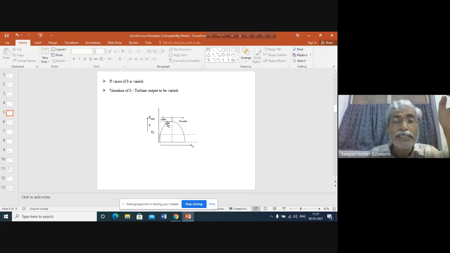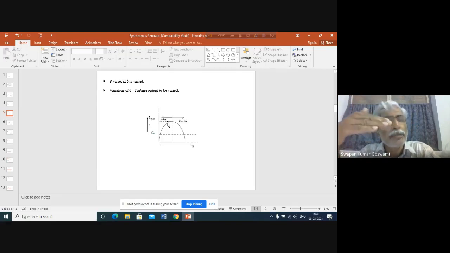As the speed is decreasing below synchronous, what will happen? The distance between the vector EF and vector VT will now start decreasing. That means delta will start decreasing from the maximum value it has achieved. Delta has achieved the maximum value, and that is somewhere here. And now, since output is more than input, delta will start decreasing because the speed of the generator has started decreasing below synchronous.